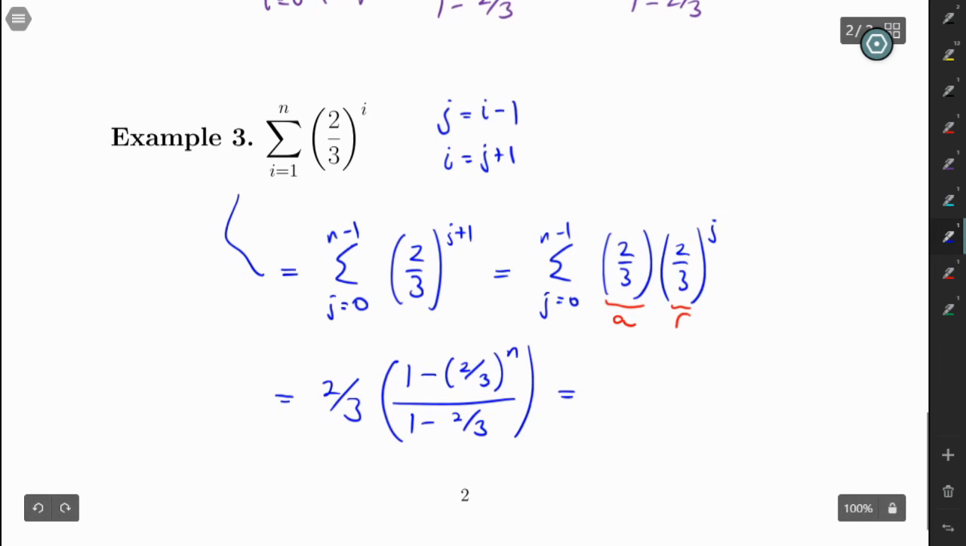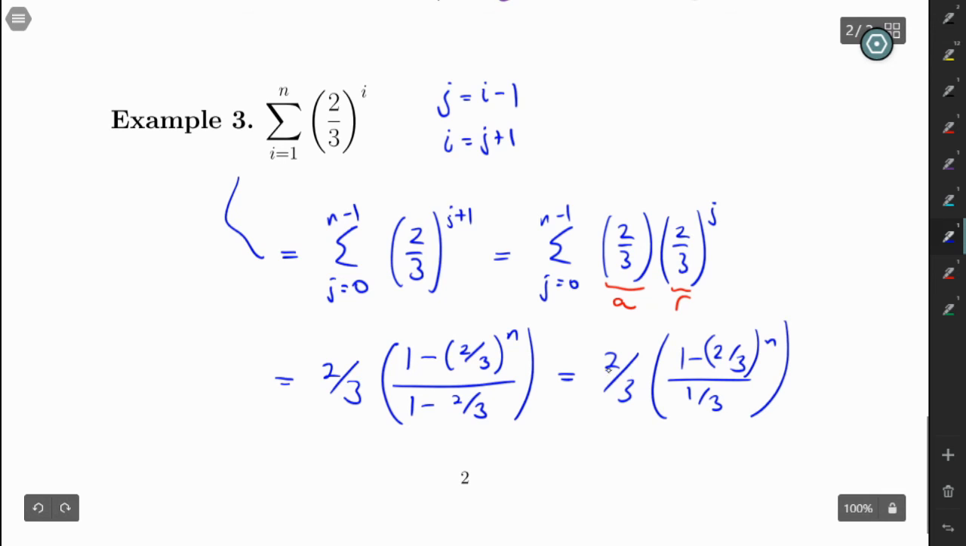So this here is going to be 2/3 times 1 minus 2/3 to the power of n, and then this is going to be 1/3. So then the 3's are going to cancel, so you would get just 2, and then 1 minus 2/3 to the power of n.